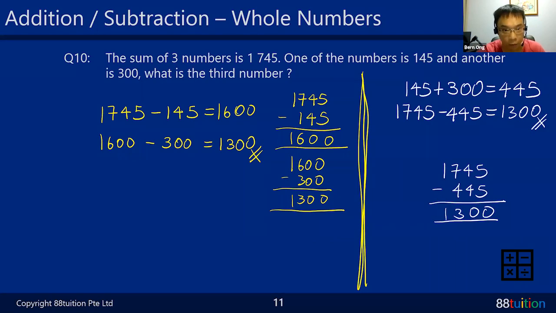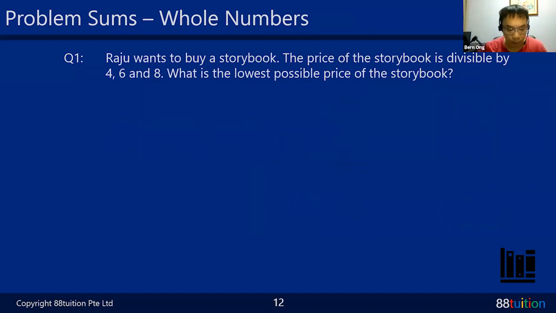Moving on, let's go into the primary 4 work. You have attempted lesson number 3, which is the 5 questions here. This is question number 1. Raju wants to buy a storybook. How much is the storybook? That's the question. The price of the storybook is divisible.